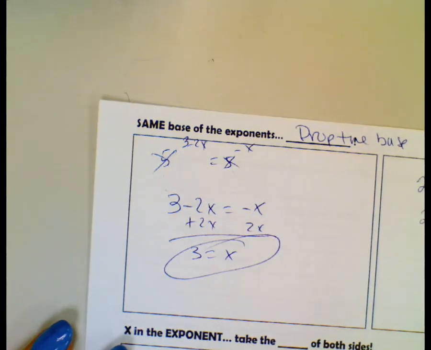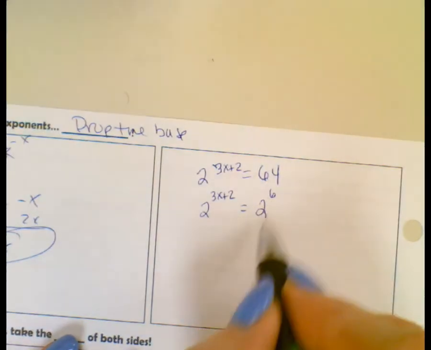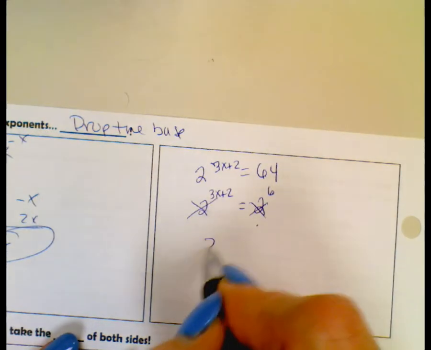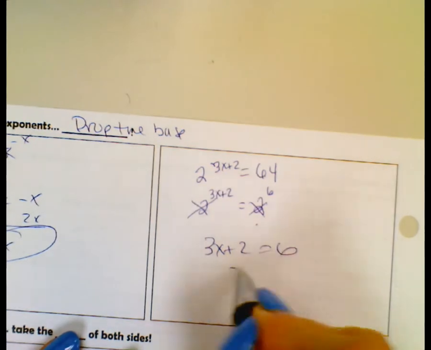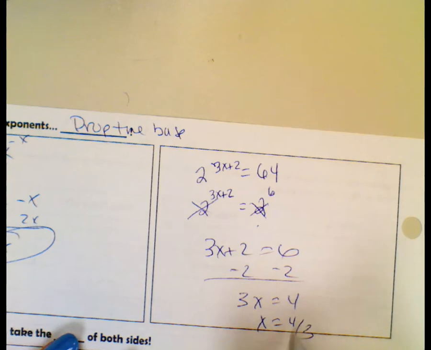And that's it. Done. This one, I already switched 64 to 2 to the 6. So we can drop our bases now. 3x plus 2 equals 6. Subtract 2. 3x equals 4. And x is 4/3. Done.